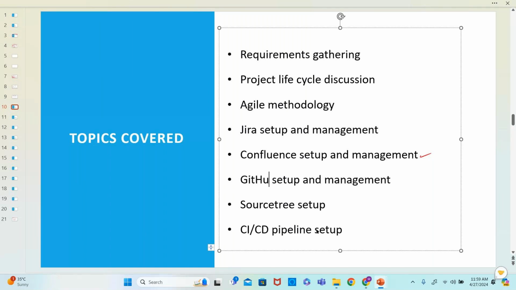There are different tools for code repository: GitHub, GitLab, Bitbucket. GitHub and Bitbucket are the most widely used, and we'll use those. Now, to access GitHub, we have Source Tree and Git Bash. We'll see how to use Git Bash as well as Source Tree to manage our code from local to the code repository and from the code repository to local. That is one thing we'll be discussing.